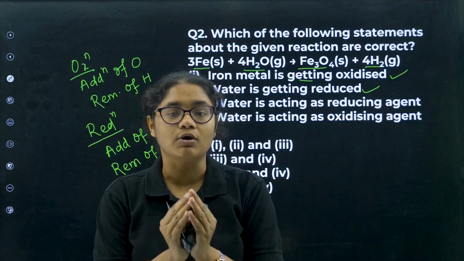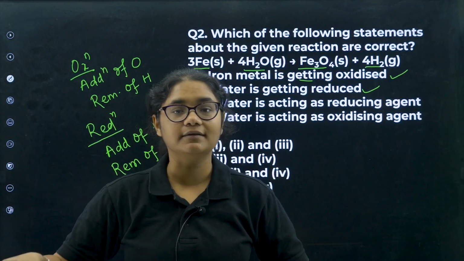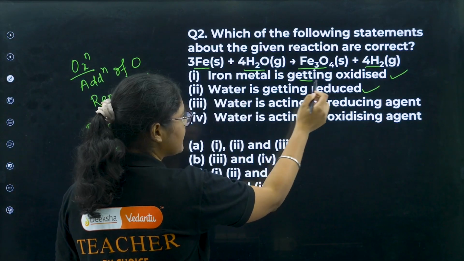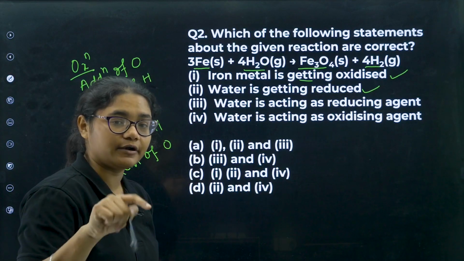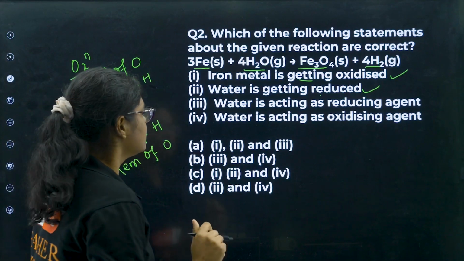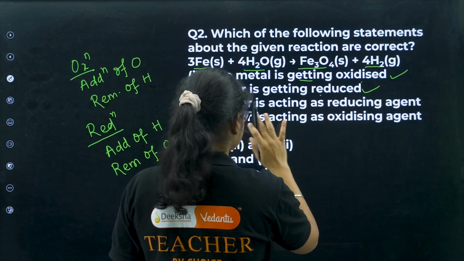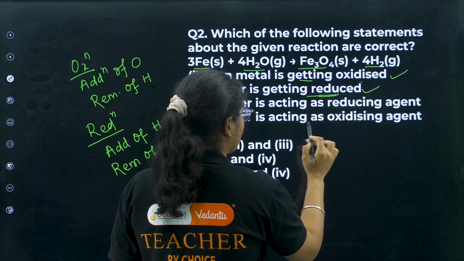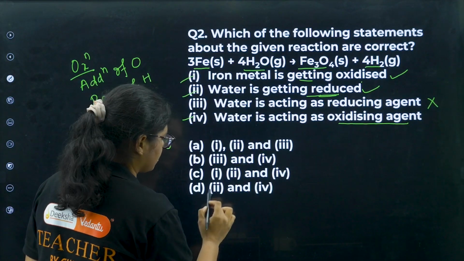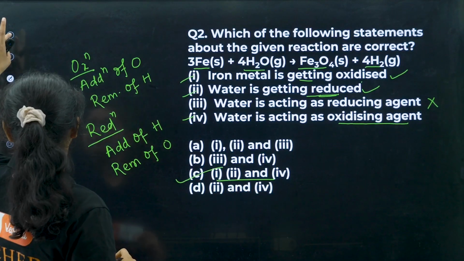Now one very important thing you should know is that the substance which gets oxidized behaves as a reducing agent, and the substance which undergoes reduction behaves as an oxidizing agent, right? Here, iron metal is getting oxidized, so it will behave as a reducing agent, and water is getting reduced, so it will behave as an oxidizing agent, not a reducing agent. So we have statements 1, 2 and 4, and that is your option number C, okay. Next we'll move to question number 3.